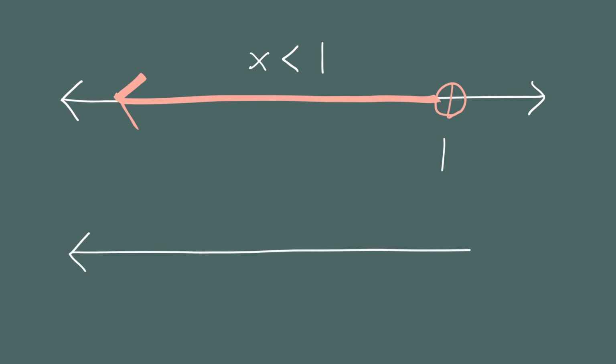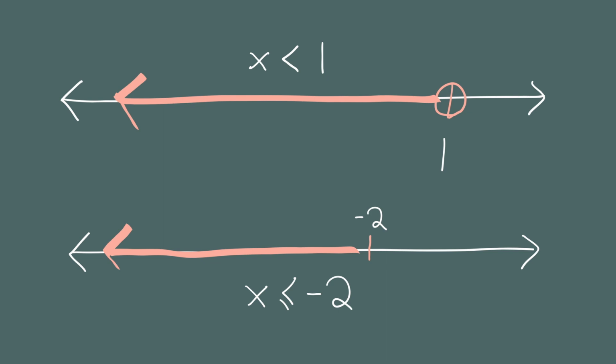Let's highlight that part of the number line that covers all numbers x that are less than or equal to -2. Since we want to include -2 in this region, we use a solid circle at the integer -2. These highlighted parts of the real number line are called intervals.